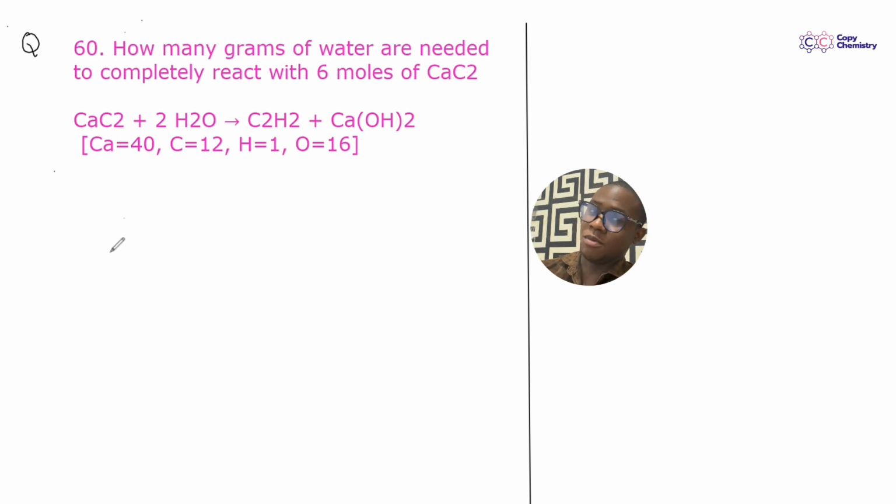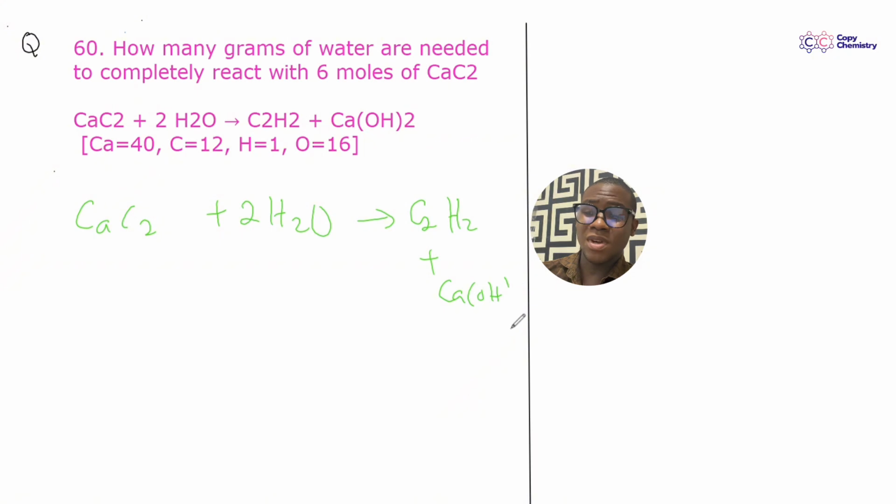But now it's grams, so I guess we have to write something. CaC2 + 2H2O, this is the equation of reaction again, gives C2H2 + Ca(OH)2. Make sure that all your equations are balanced when you're working on stoichiometry because you need the accurate numbers there. So 1 mole of CaC2 reacts completely with 2 moles of H2O. We can establish that from this balanced equation.